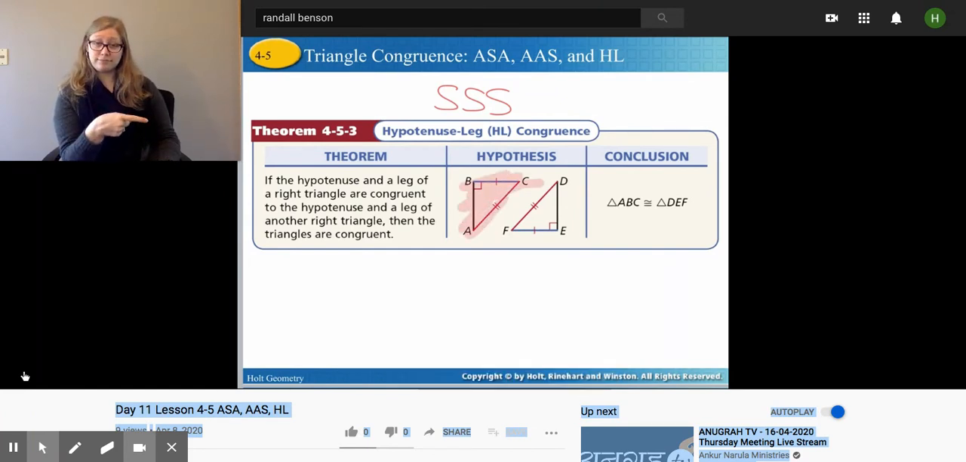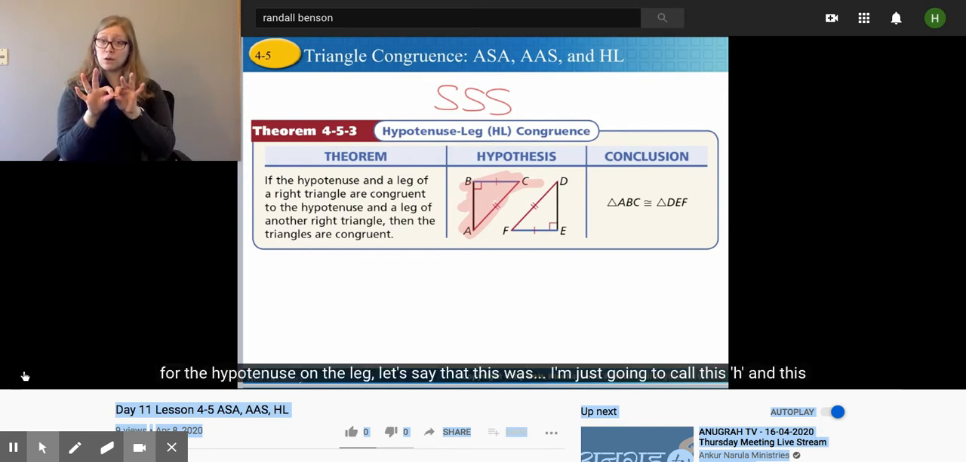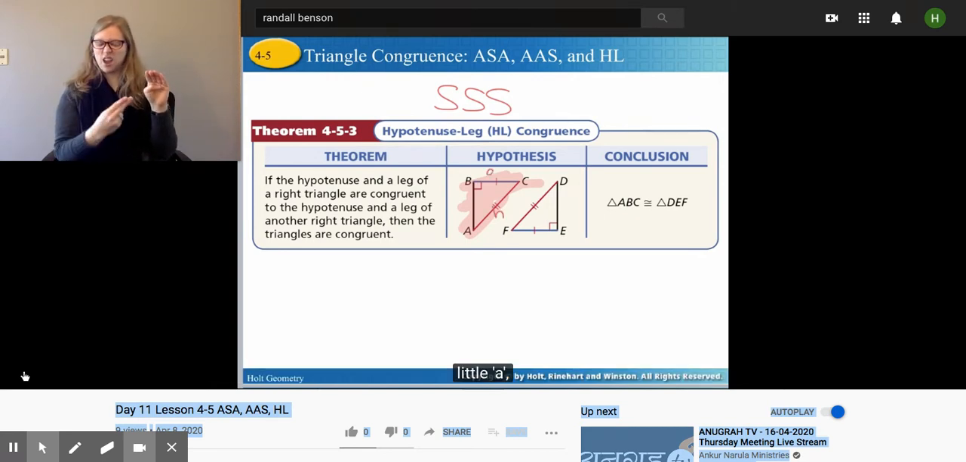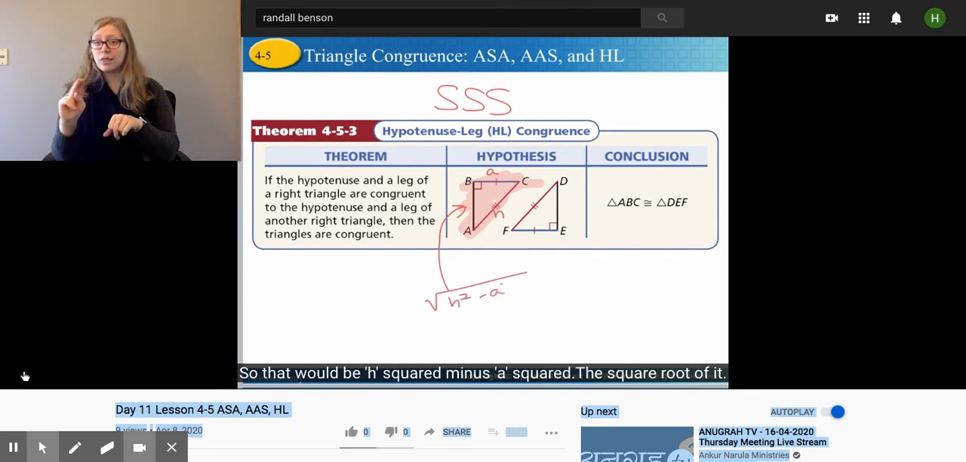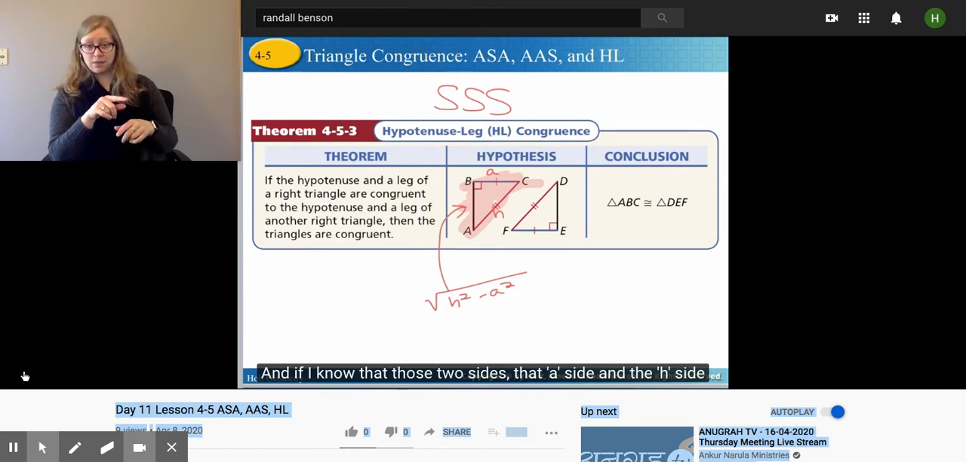If I know the values for the hypotenuse and a leg, let's call them H and little a, then I know the other side because I can use the Pythagorean theorem to find it. That would be the square root of h squared minus a squared.